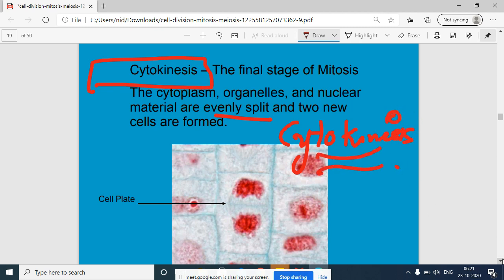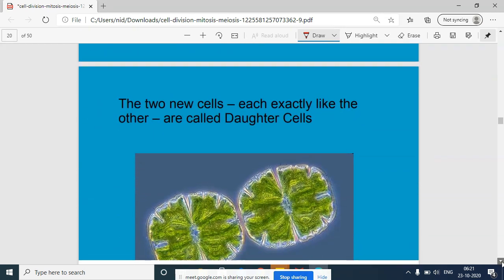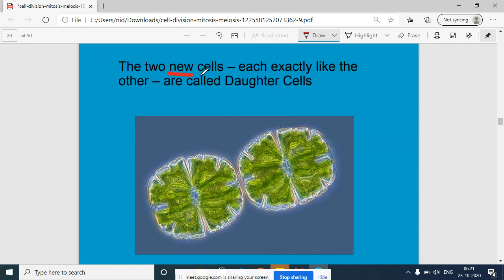Have you done cytokinesis in school class? Yes. Okay, great. Now the two new cells, each is going to look exactly the same, the duplicated copies. Okay, clear?